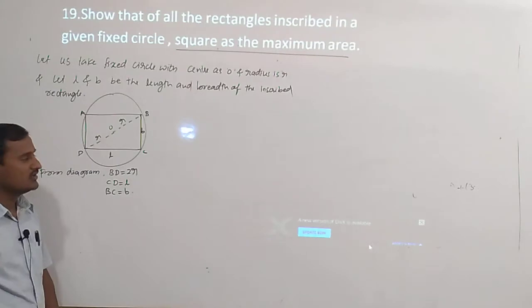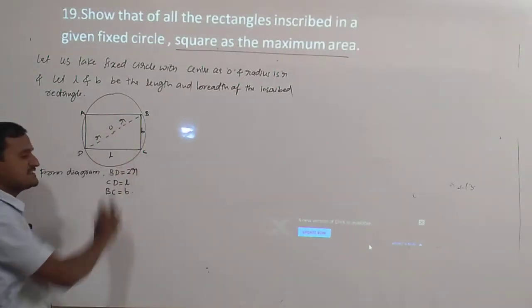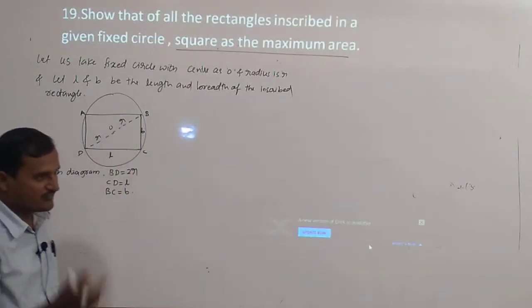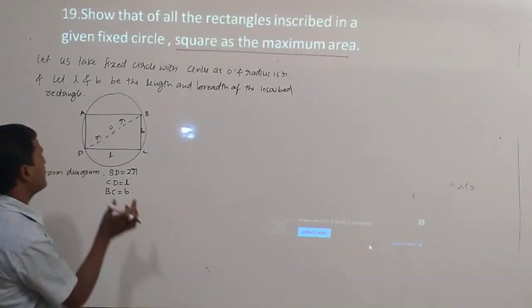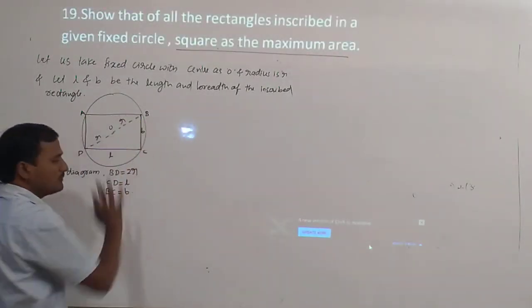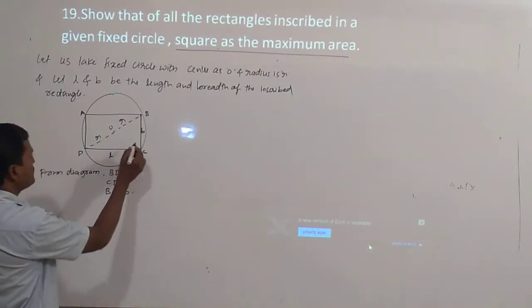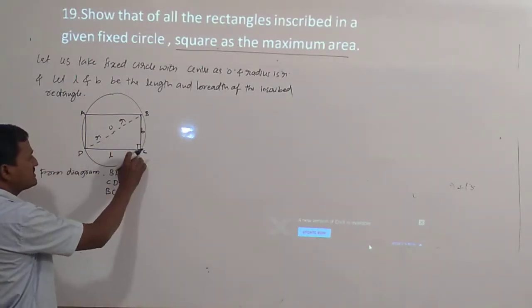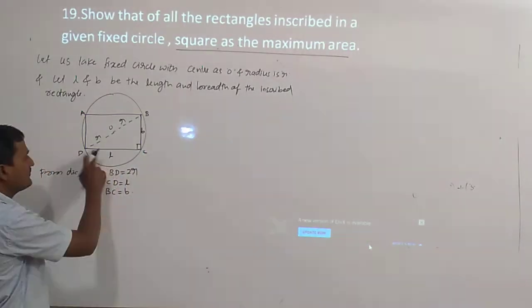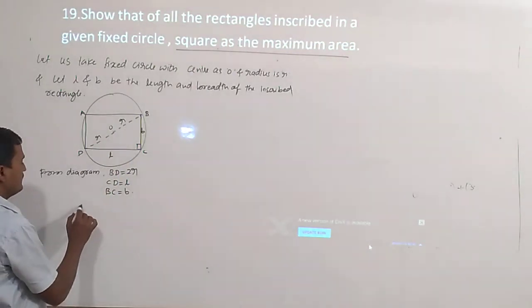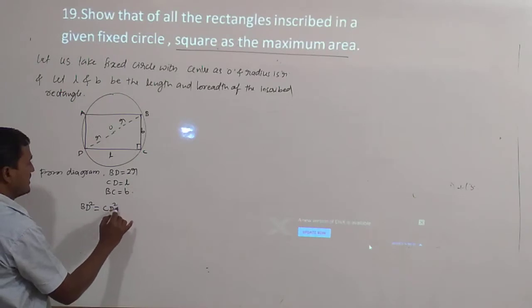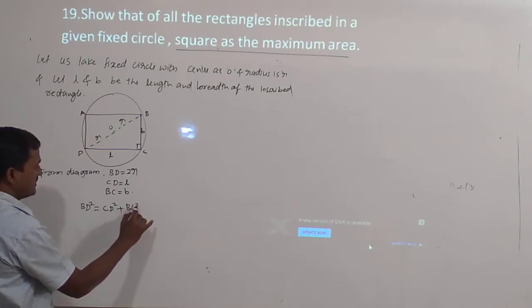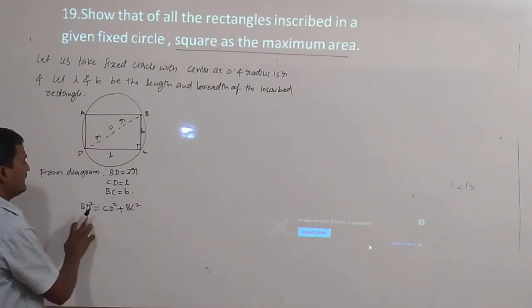Breadth, right? So here the radius is a constant because it is a fixed circle, but the variables are only length and breadth. So clearly, since it is a rectangle, here it is 90 degrees. So from Pythagoras theorem we will write: BD square is equal to CD square plus BC square. Is it right?